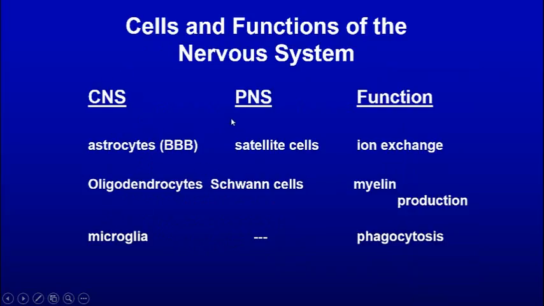So here's the central nervous system, the peripheral nervous system, and the function of the different cells. You have the astrocytes, and they're associated with the blood-brain barrier.